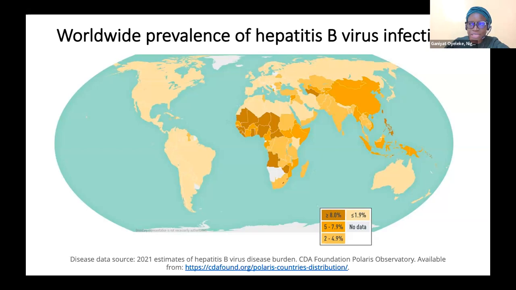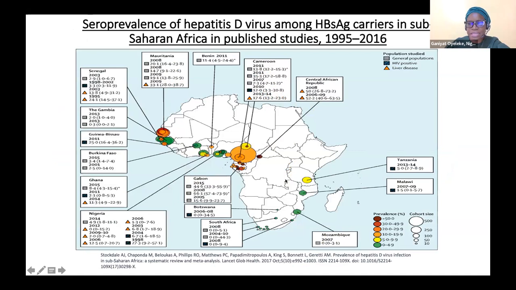Co-infection of hepatitis B and Delta is associated with expedited progression to cirrhosis and a more aggressive and severe form of viral hepatitis. As you can see on the map, Africa, particularly sub-Saharan Africa, has quite a high prevalence compared to other zones of the world. In a systematic review and meta-analysis by Stockdale et al., published in Lancet Global Health in 2017, the prevalence of hepatitis D in Africa was extensively analyzed, and among the general population, hepatitis D seroprevalence varied widely within geographical regions from different parts of Africa.